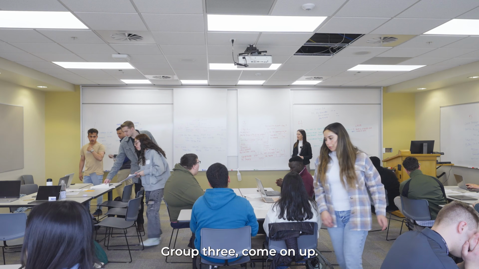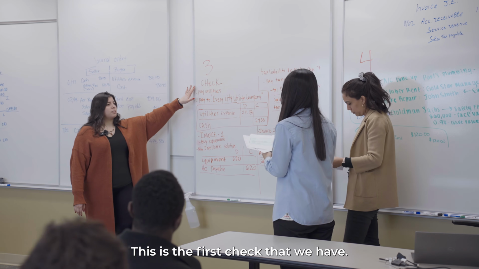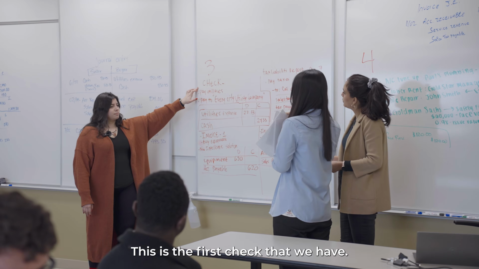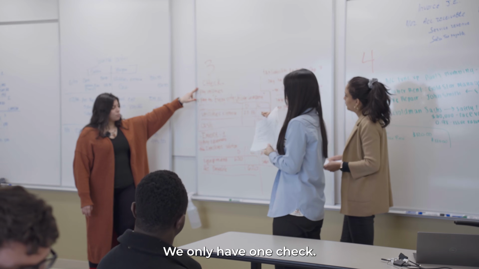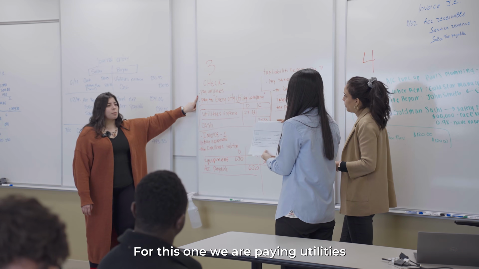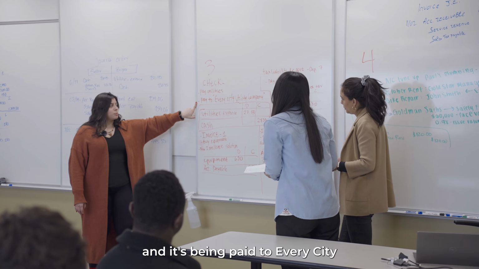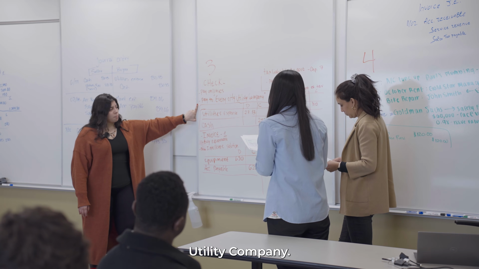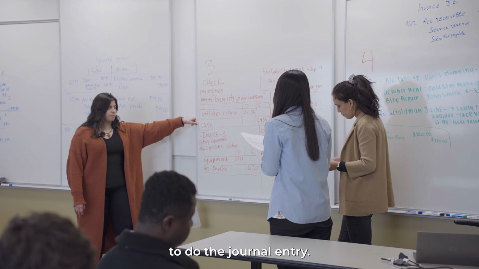Group 3, come on up. This is the first check that we have. So we only have one check. And for this one, we're paying utilities, and it's being paid to every city utility company. And then we have to do the journal entry.